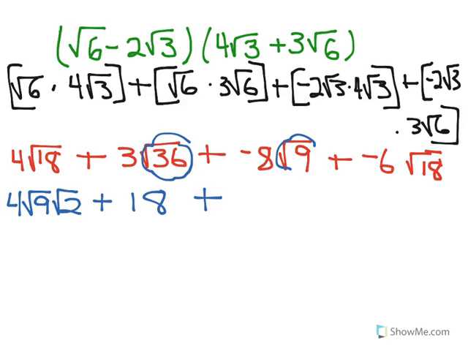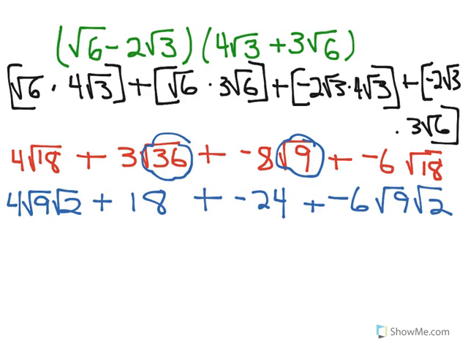Plus, and here is another perfect square. Square root of 9 is 3. So negative 8 times 3 is a negative 24. And then we have, again, a radical 18. So let's rewrite that as a negative 6 times square root of 9 times square root of 2.